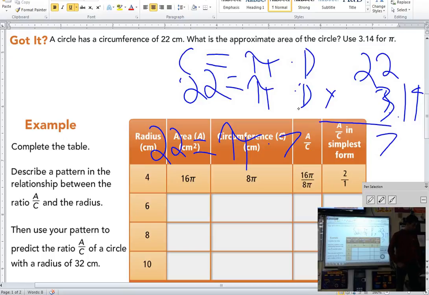So then what would you do with that 7? Because the problem actually wants you to find the approximate area. And so we have to find a radius for area. So we'd have to divide by 2 since there's 2 radius.